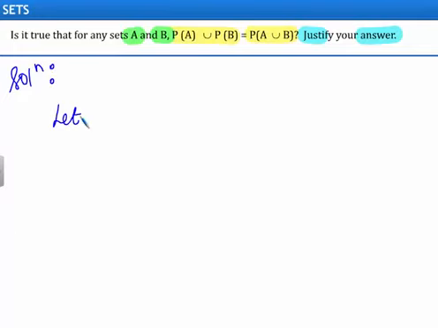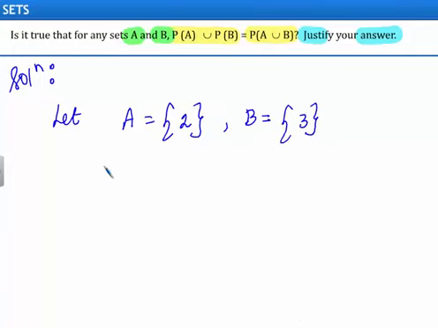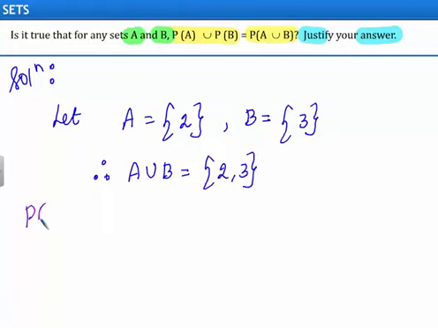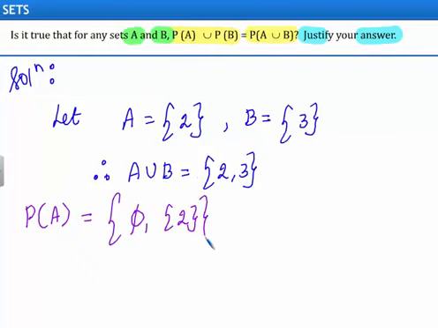Let us assume that set A is equal to {2}. Set B is equal to {3}. Therefore, A union B will be equal to {2, 3}. Let us find the power set of set A. This will be equal to the empty set and the set A itself.